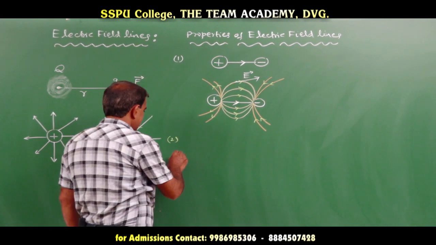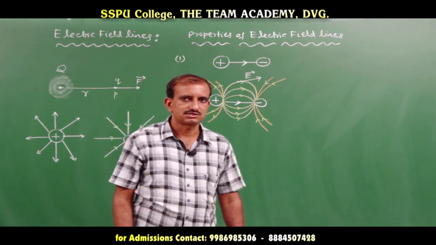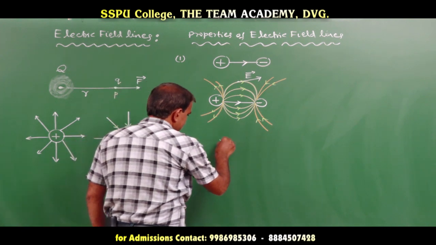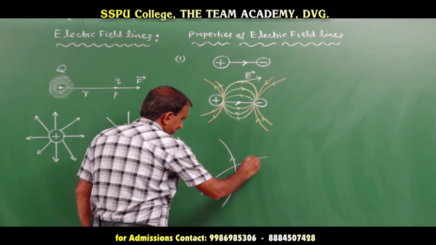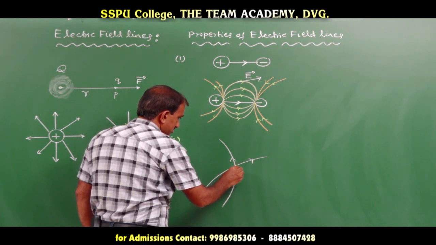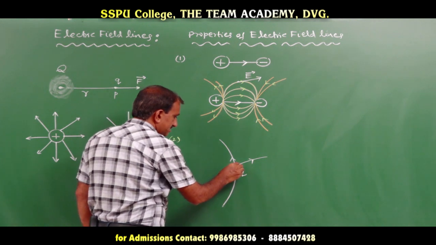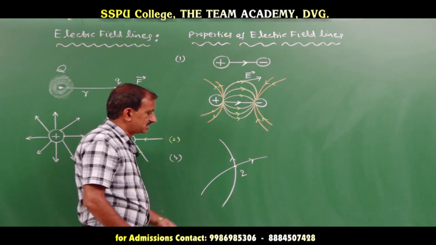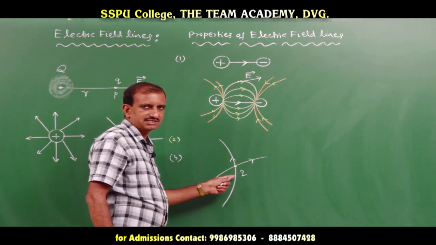The next property: no two electric field lines can intersect each other. Suppose this is an electric field line, and this is one more electric field line. Suppose these two electric field lines cross each other, and if we place a charged particle at this point, then it means that the charge q can tend to move in two directions simultaneously.